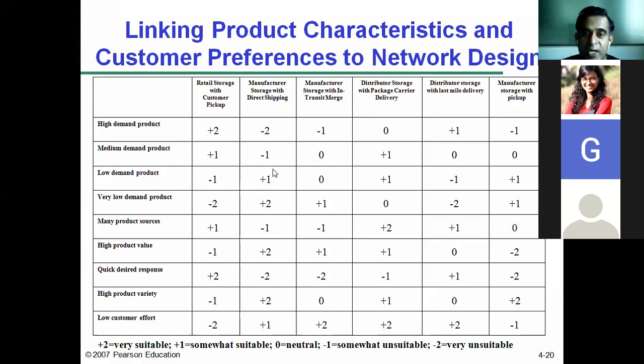Manufacturer storage with direct shipping, +1, that is somewhat suitable. Manufacturer storage with in-transit merge, neutral it is. Then distributor storage with the package carrier delivery, somewhat suitable. Distributor storage with the last mile delivery, -1 again, somewhat unsuitable. Manufacturer storage with pickup, that is somewhat suitable.